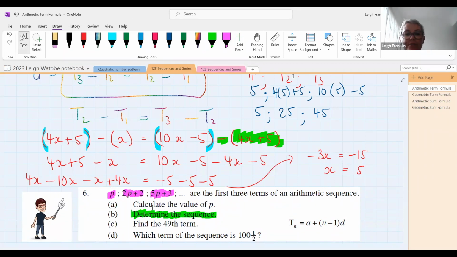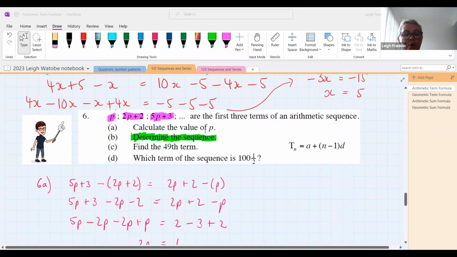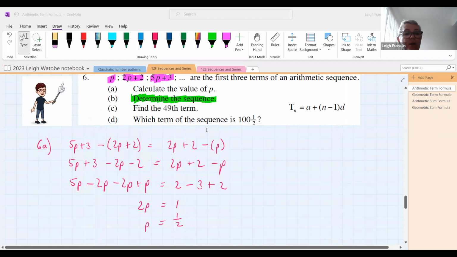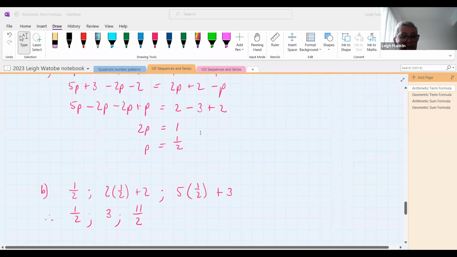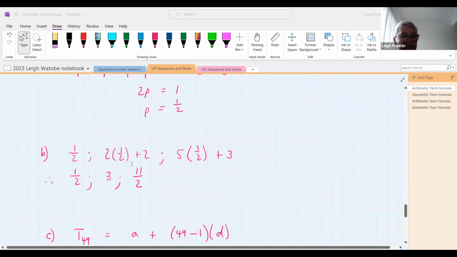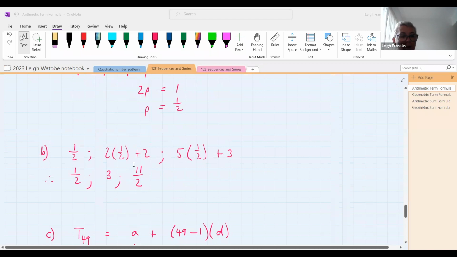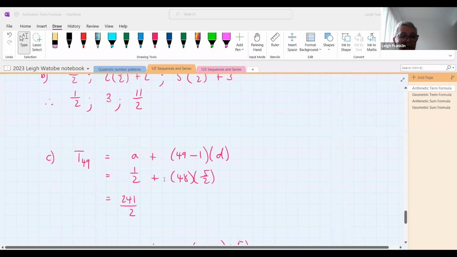Okay, I can't believe how fast our time goes. Yes, Nobisutu, I think I got the same answer as you guys. Okay, so this is what I got. I also got that P was equal to a half. So I think that is correct. Then for B, the first terms of the sequence, so again, subbing in. So I got a half, 3, and 11 over 2. For question C, okay, so I got 241 over 2.